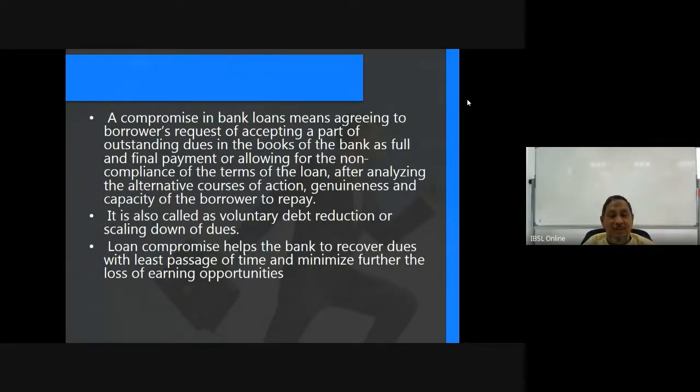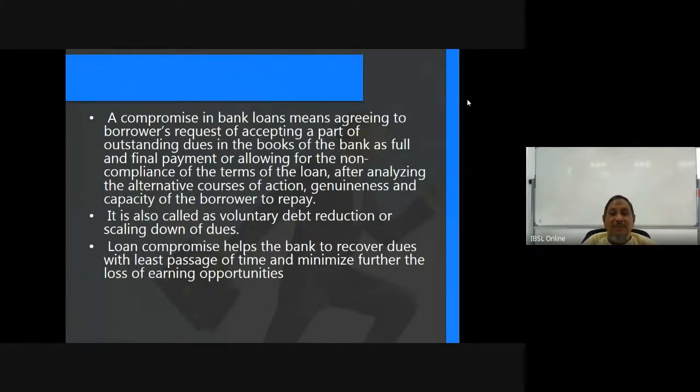If a customer is suffering, in the settlement process we check genuineness, whether he cannot pay anything more than that, and we may agree to that. This is also called voluntary debt reduction or scaling down of dues, or compromise settlement.